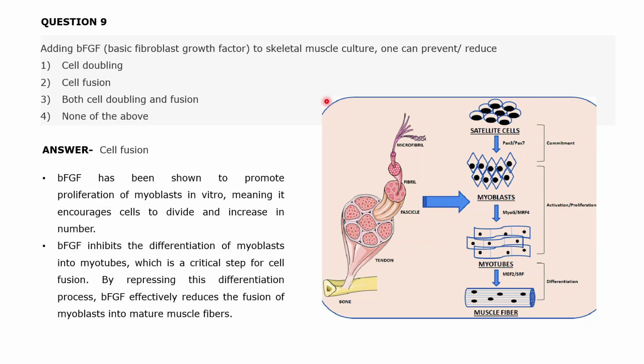So I suppose the answer to this question is clear. By adding basic fibroblast growth factor to the skeletal muscle fiber, one can prevent or reduce cell fusion and promote cell division. So I think this is particularly clear. Does anyone have any doubt regarding this?